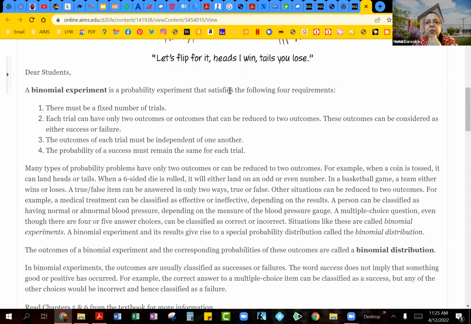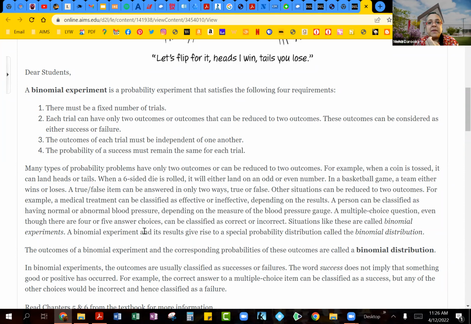These 4 requirements are basically that you have to have a fixed number of trials. And you'll see how I'm bringing all of these different concepts into our little activity that we are doing this week. A fixed number of trials means you are doing the experiment so many times, right? So that's got to be a fixed number. It's not going to be like infinity, where you just keep doing those experiments.